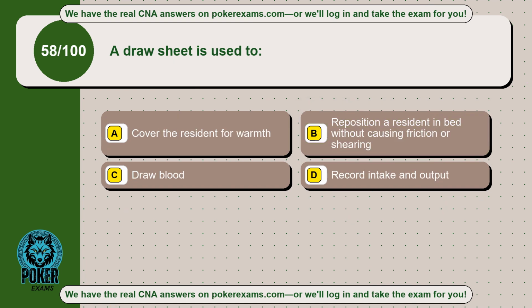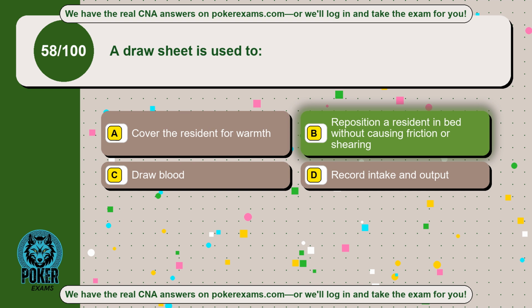Question 58. A draw sheet is used to: Option A, cover the resident for warmth. Option B, reposition a resident in bed without causing friction or shearing. Option C, draw blood. Option D, record intake and output.